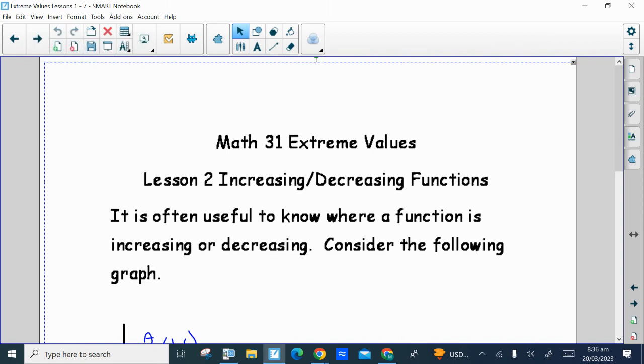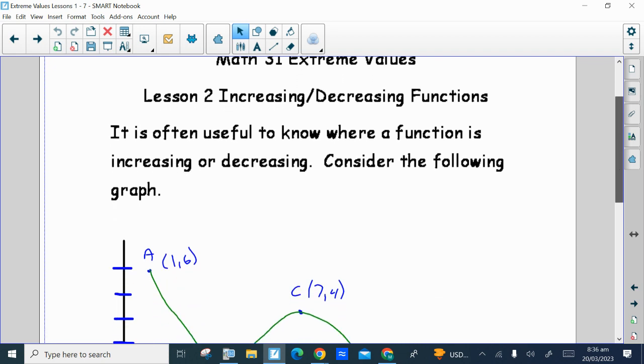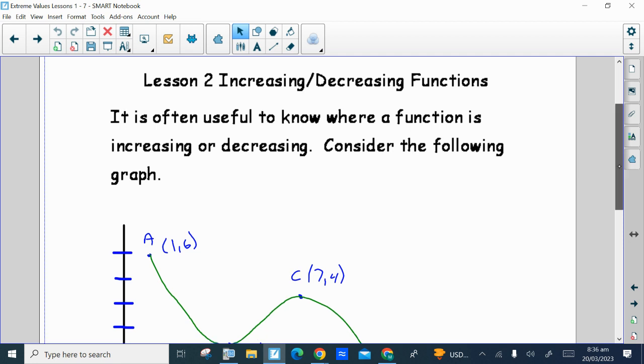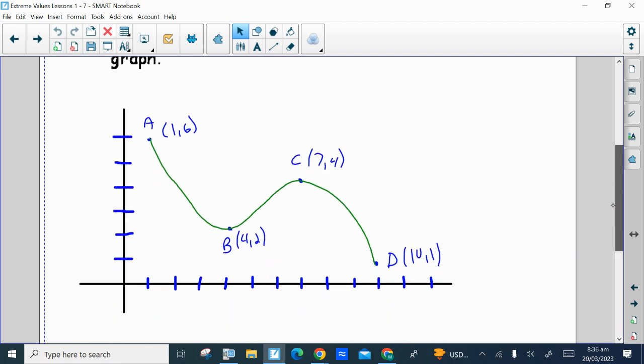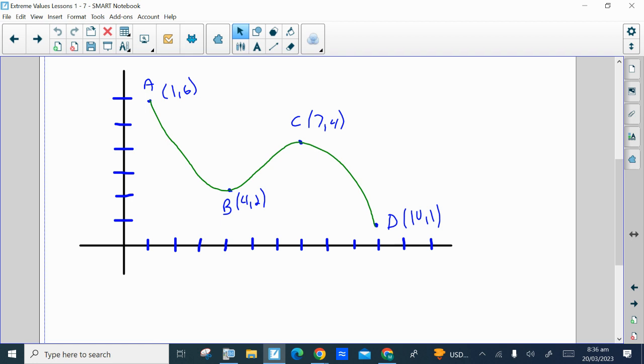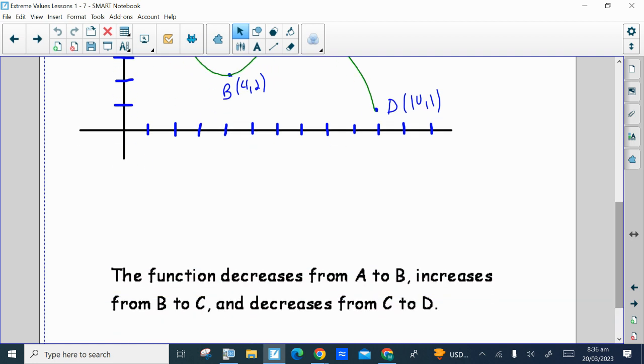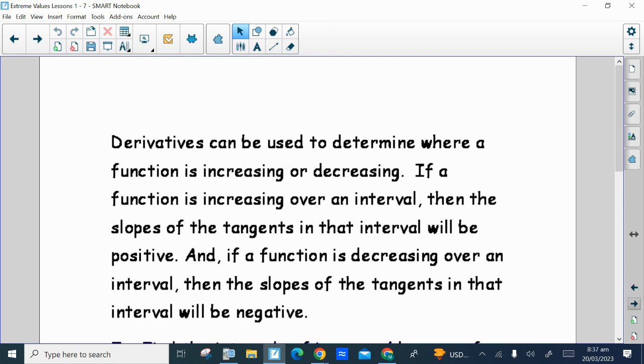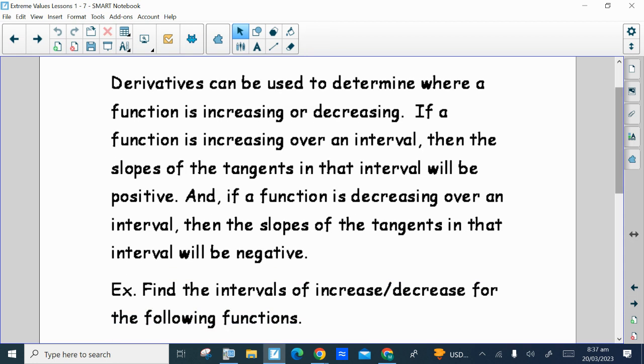So we are working towards being able to sketch different functions using calculus, using derivatives. One thing that we can use derivatives for is to determine whether a function is increasing or decreasing. Is the graph rising as you go left to right or falling as you go left to right? In the case of that graph, from A to B and from C to D, the graph is decreasing. It's a decreasing function. Whereas from B to C, it is an increasing function. So we're going to see that we can use derivatives to determine where a graph is increasing or decreasing.